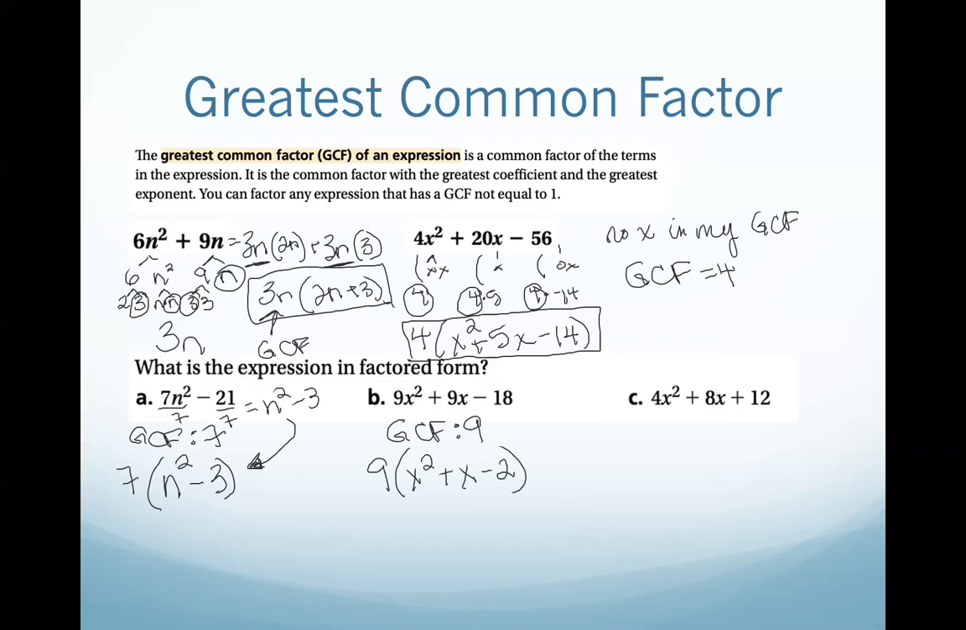And our last part, part C, again, the last term has no x, so x is not going to be part of my greatest common factor. If I look at 4, 8, and 12, they all have a factor of 4. If I factor that 4 out, I'm left with x squared plus 2x plus 3.